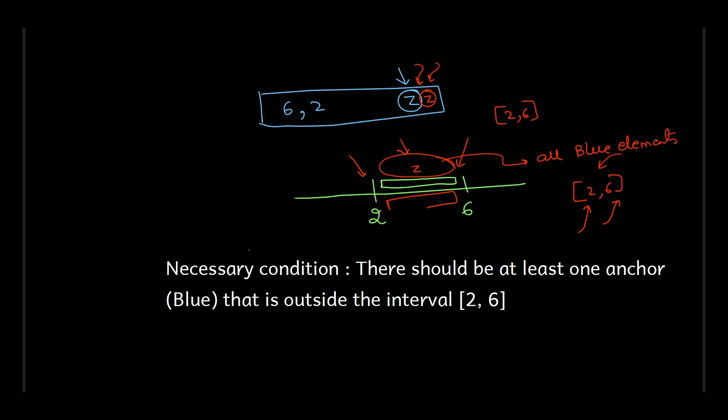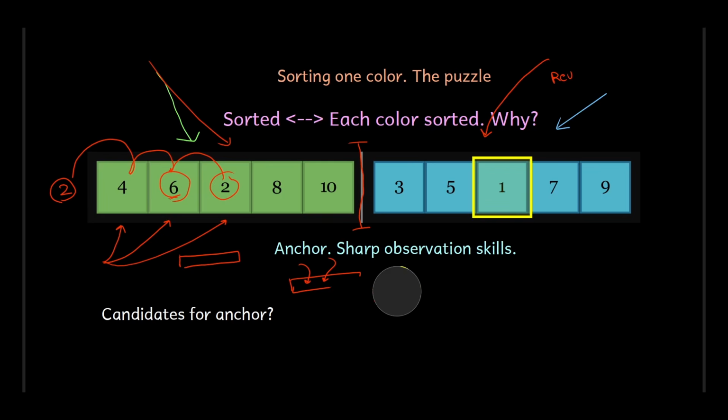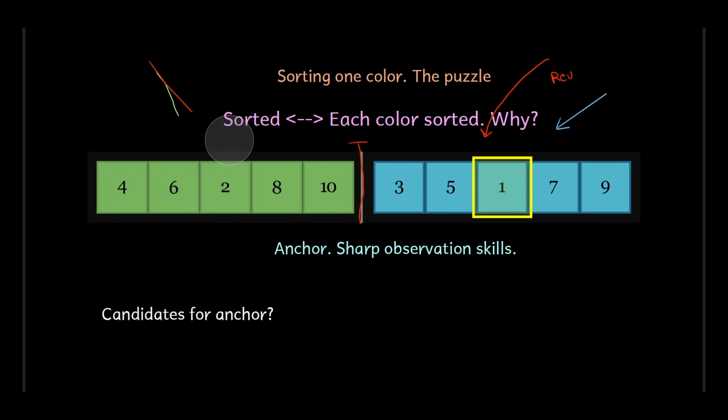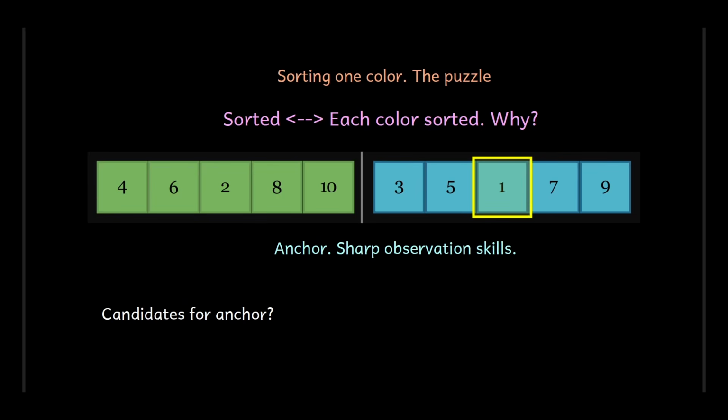So now you can say this is a necessary condition, and this is where your sharp observation skills will come into play. Now if I were to tell you that there is at least one anchor on the blue side, first of all, what are the possible candidates for the anchor? Notice that we are only interested in any element that is smaller than the minimum element, or bigger than the bigger element, right? So the candidates for the anchor are what? Let's consider the minima of the blue elements, and the maxima of the blue elements.